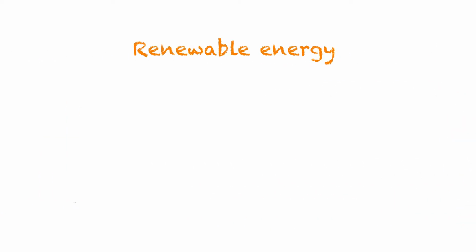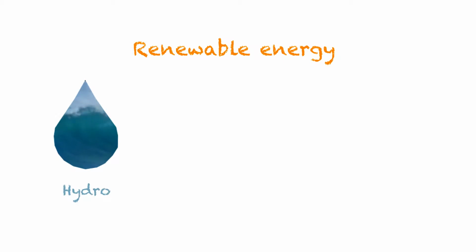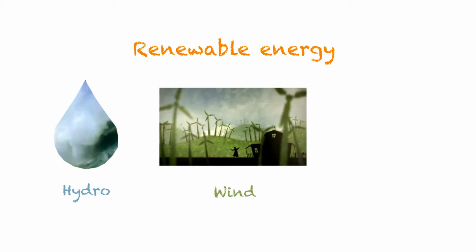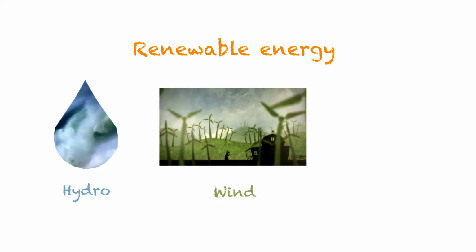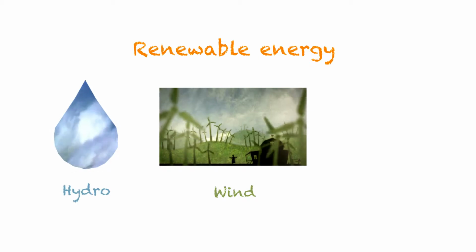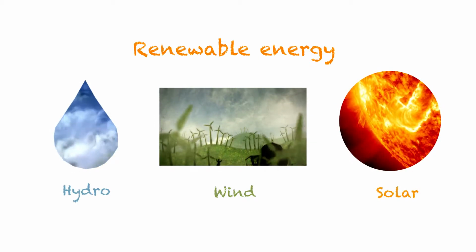Renewable energy is defined as energy that is continuously replenished. The following are examples of renewable energy. Hydropower energy refers to energy generated by the flow of water. Wind energy refers to energy generated by the flow of air. Solar energy refers to energy derived from sunlight.